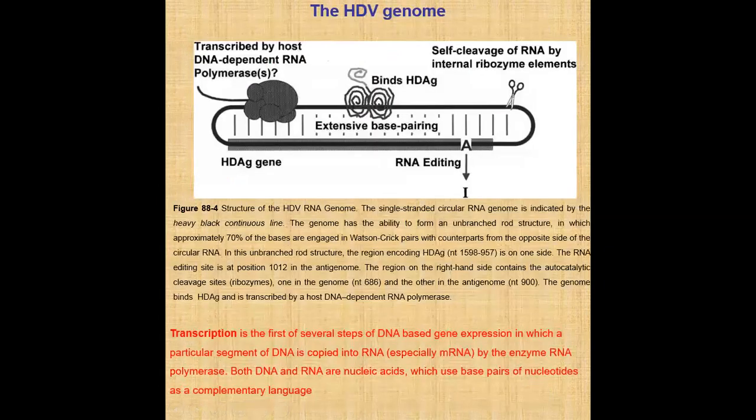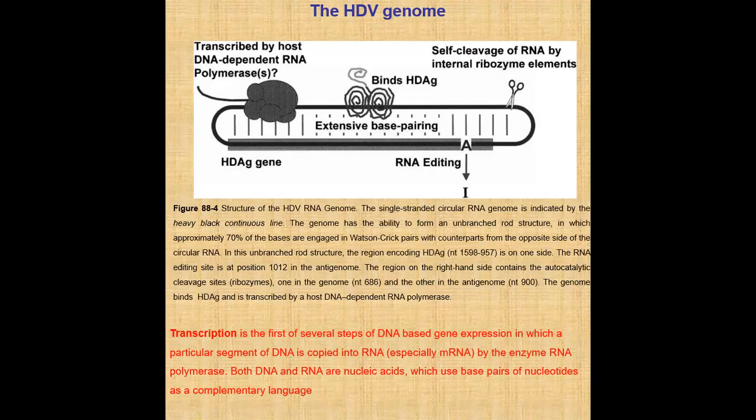In this case, here is the structure of the hepatitis D RNA genome. The single strand RNA genome is indicated by a heavy black line. This heavy black line is the genome, or we can say the genetic material, present in this case.